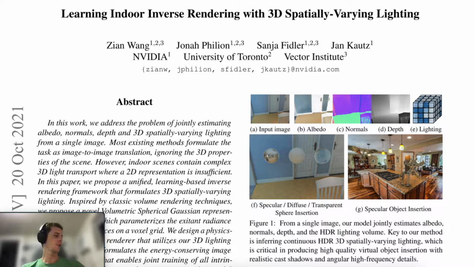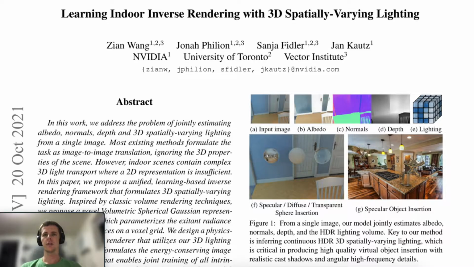Welcome back to another amazing paper. This time we're going to talk about this one called Learning Indoor Inverse Rendering with 3D Spatially Varying Lighting from these guys from NVIDIA, University of Toronto, and Vector Institute. The basic idea of this paper is to take an image and split it into 4 components.